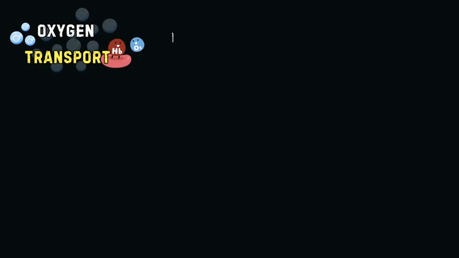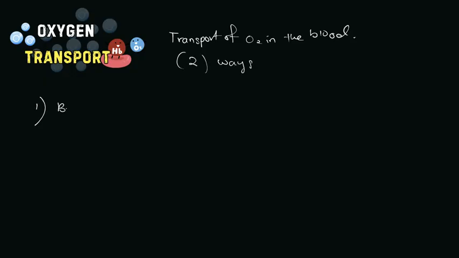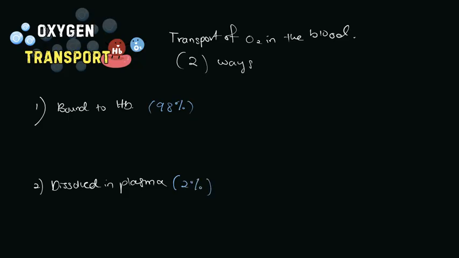Hi, welcome back to Mastering Anesthesia. Today we're going to talk about transport of oxygen in the blood. There are only two major ways oxygen is transported in the body, from the lungs to the body tissues. Number one, the majority of the oxygen is bound to hemoglobin. This consists of about 98%, and oxygen dissolved in plasma constitutes only 2%.